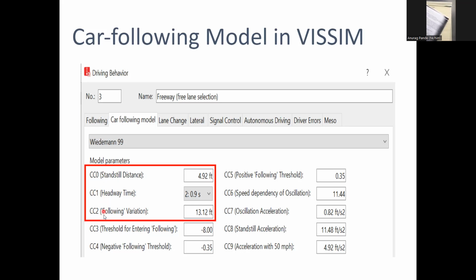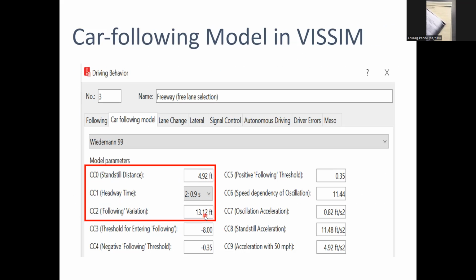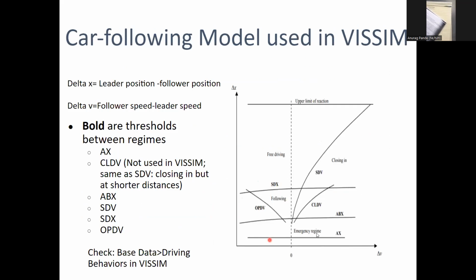And then CC0 and CC1 and CC2 are also, CC0 is your AX, basically. Emergency, like what's going to be the standstill distance between the two cars. So that's about 5 feet. CC1 is the headway time, and CC2 is the following variation. And you can see that some of these things are defined based on just feet, 4.92 feet and 13.92 feet. So these are the straight lines, the horizontal lines.